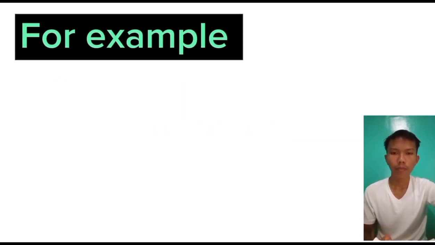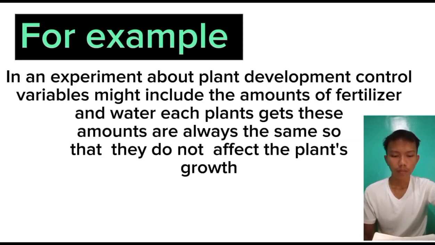For example, in an experiment about plant development, control variables might include the amounts of fertilizer and water each plant gets. The amounts are always the same so that they do not affect the plant's growth.